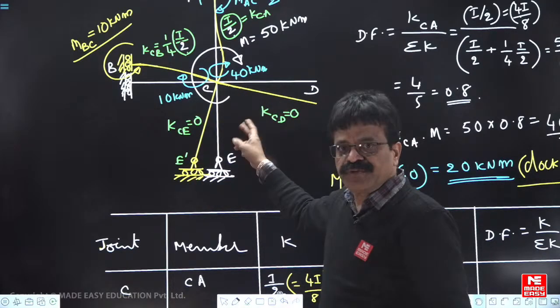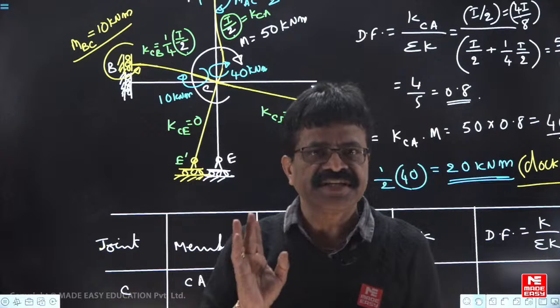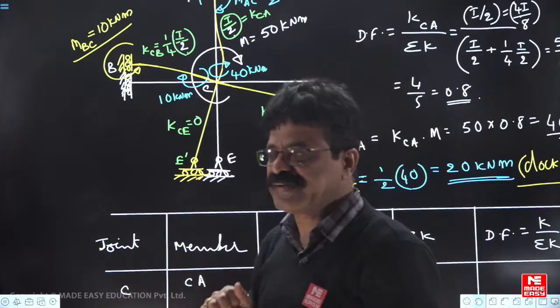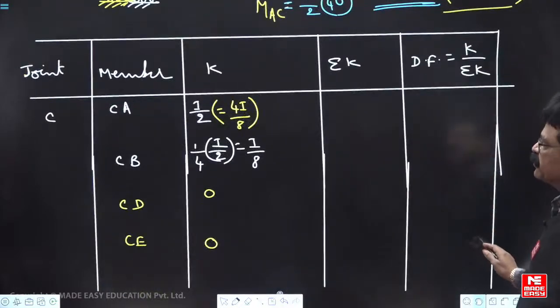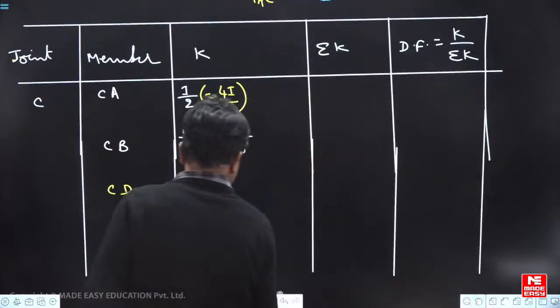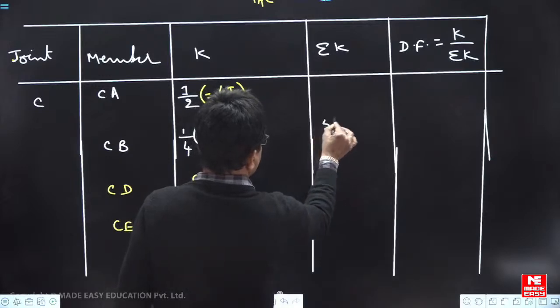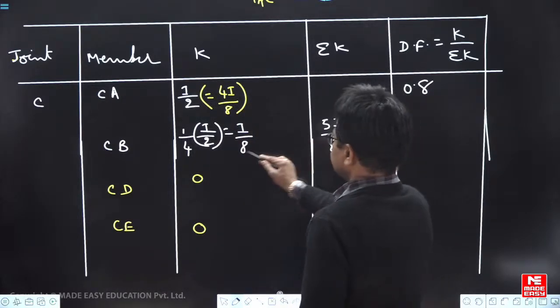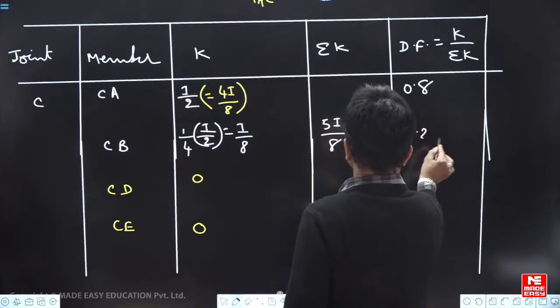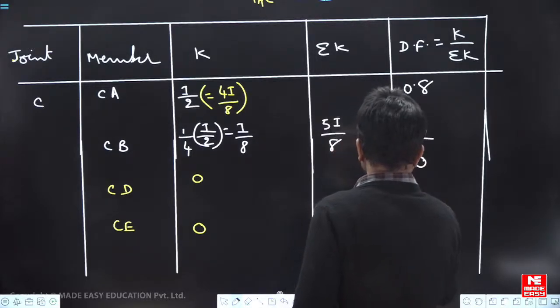These deflection profiles will decide what is the relative stiffness of that particular member. Okay? So if I draw the table like this, it is 0, 0, 4 plus 1, 5. You will get 5I by 8. 4 by 5 is 0.8. 1 by 5 is 0.2. These distribution factors are 0, 0.